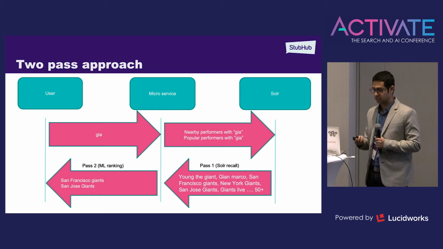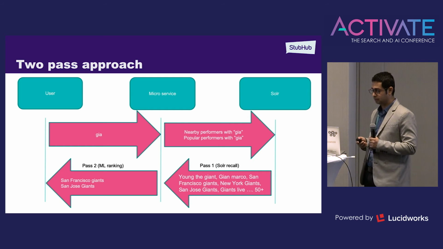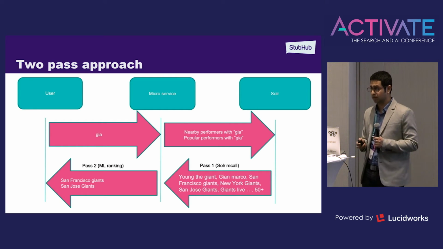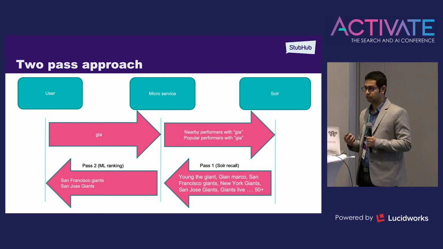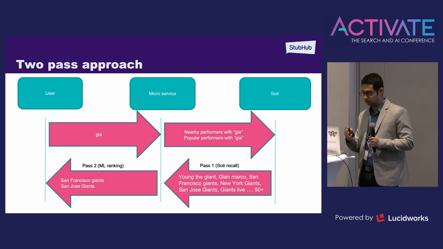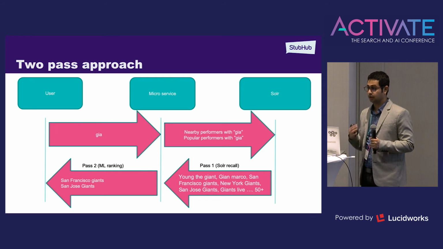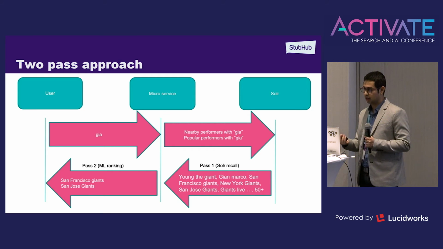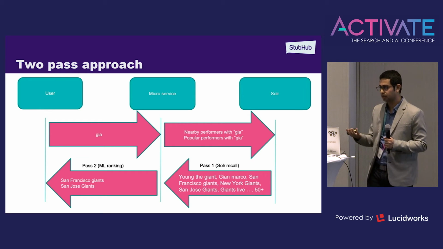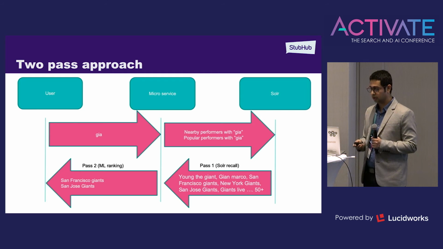Now we use a two-pass approach. When a user types in a query, it goes to a microservice. The microservice fetches a bunch of data. For example, "GI" is the query. We fetch all the data that starts with or contains GI in it, Young the Giant, Marco, and so on. We have, let's say, 50 plus performers. We fetch this data in the microservice, and in the microservice we do a fine-tuned ranking based on a machine learning model. We pick the top 2 or 3 performers, and then we return the results.